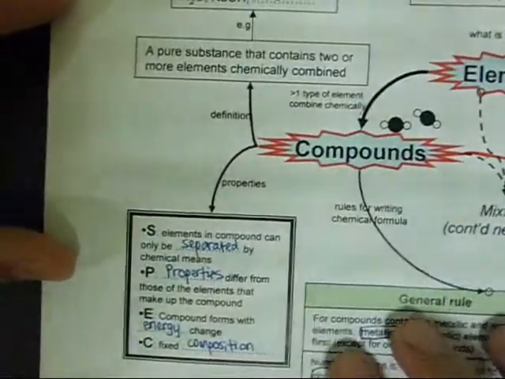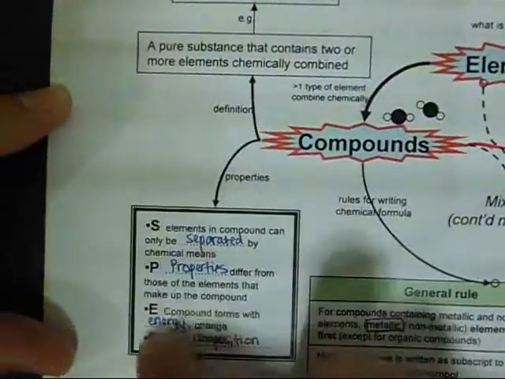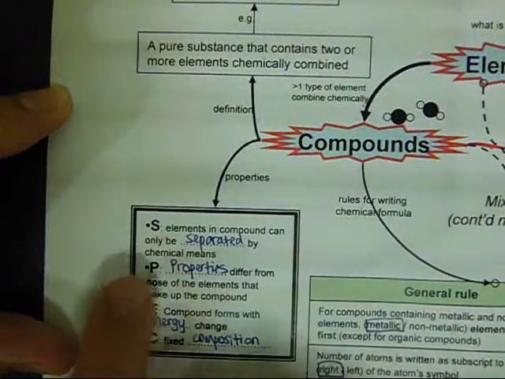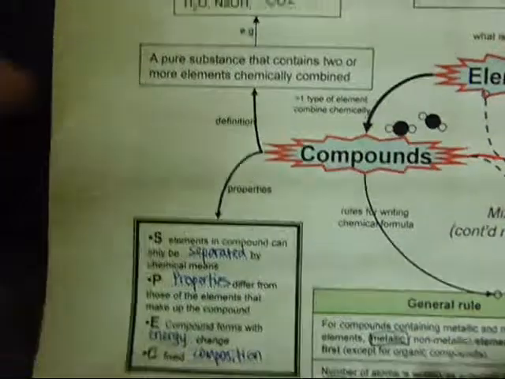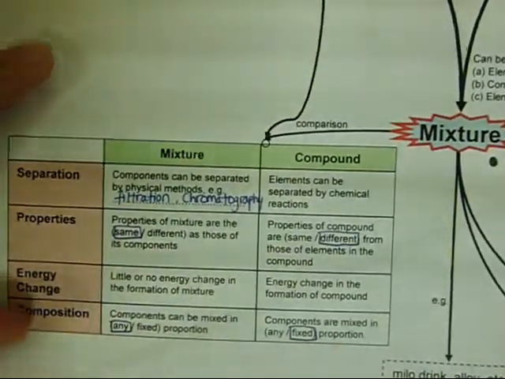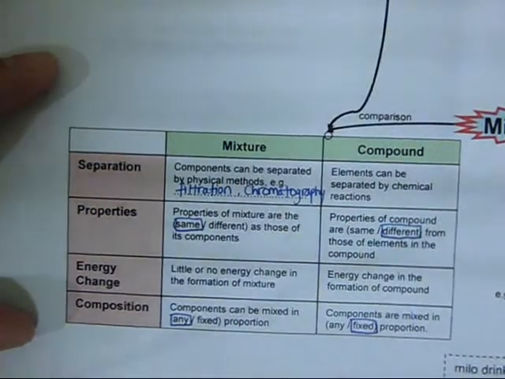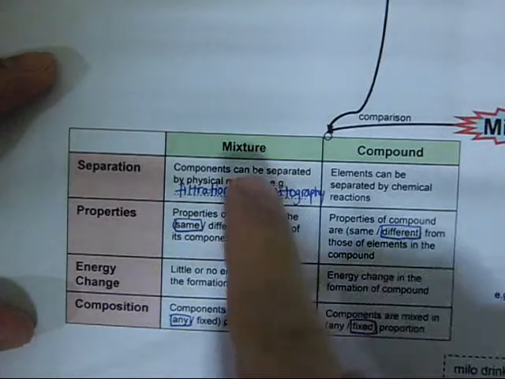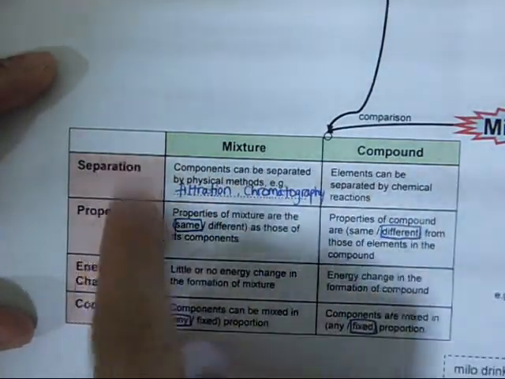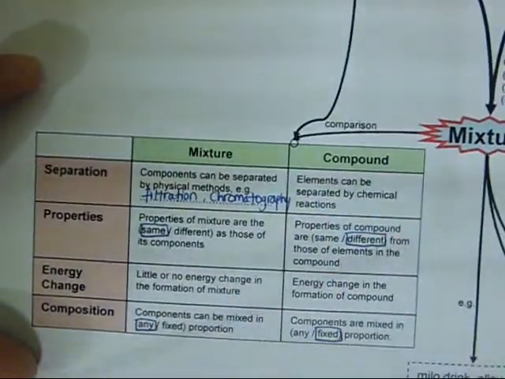Also, you need to know the different properties of compound in terms of separation, properties, energy, and composition. Now, usually the questions would ask you to differentiate mixture and compound. So you have to be able to recall what are the differences between mixture and compound in terms of what kind of properties. So this table details the difference between mixture and compound.